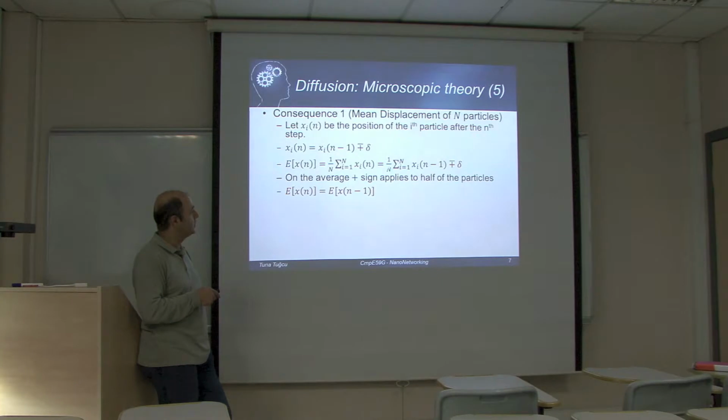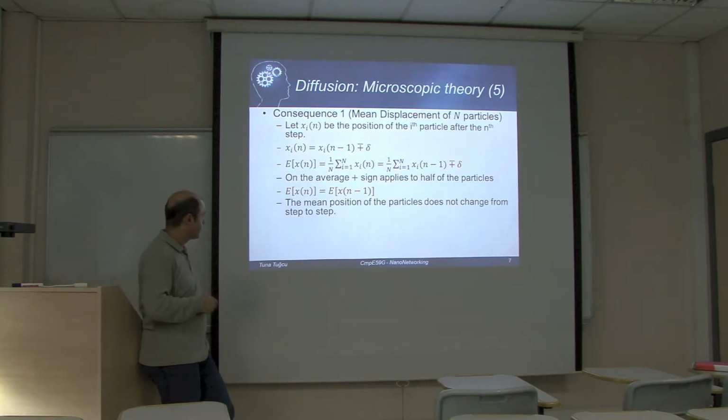Should this be n or n minus 1? There are n particles. Good. I said uppercase N is the number of molecules. That lowercase n was steps. It is one less step, but the same number of molecules. We are not discarding the molecules. So this is all molecules after n steps, and this is all molecules after n minus 1 steps. So the mean position of the particles does not change from step to step.